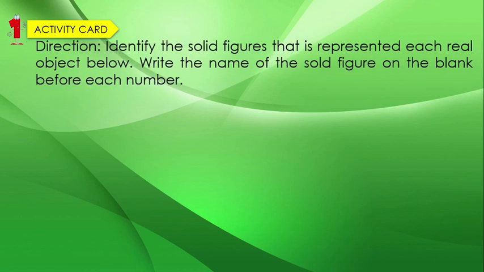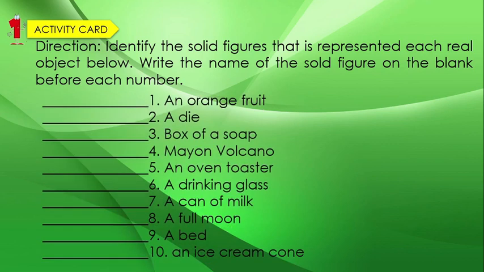So I hope you learned something from my discussion in this video lesson. To test if you really learned, let's try to solve this activity card. Direction: identify the solid figure that is represented by each real object below. Write the name of the solid figure in the blank before each number. So number 1 is an orange fruit. What solid figure does it represent? It is a sphere. So try to do items 2, 3, 4, 5, 6, 7 up to 10 and comment down below your answer.